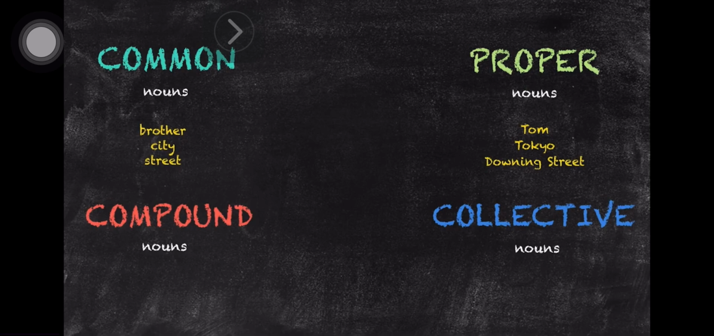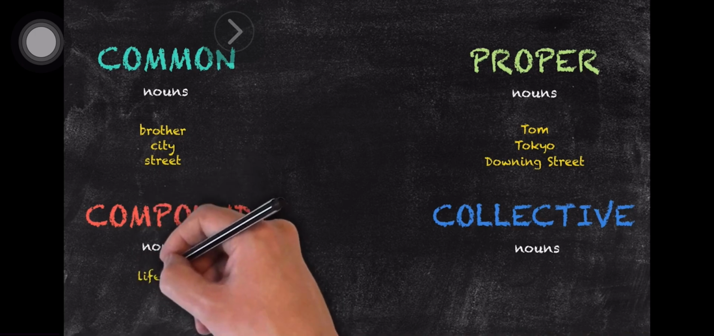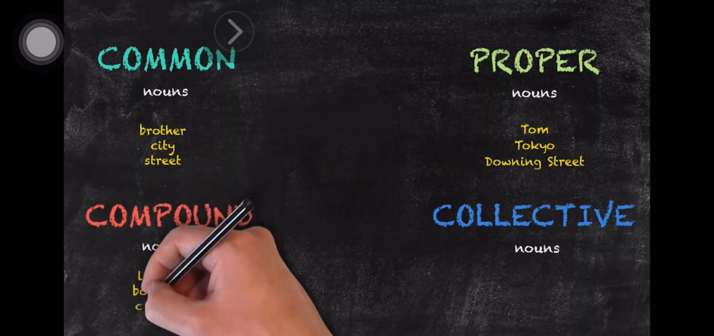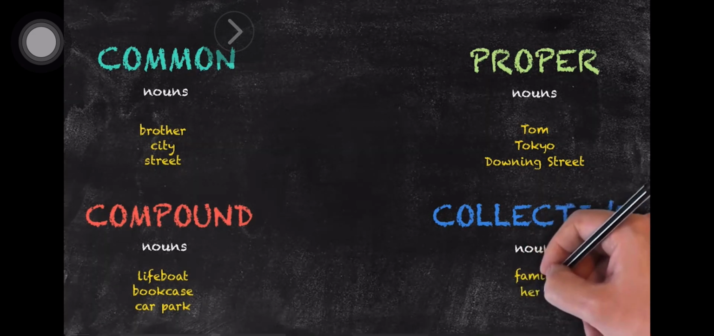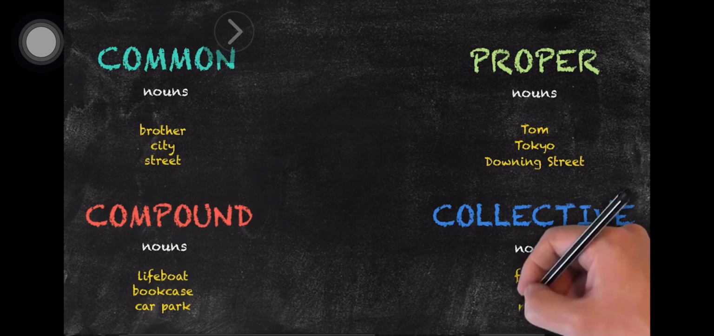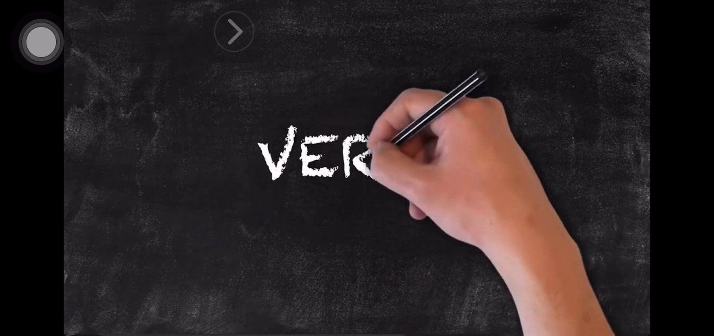We also have our compound nouns. Compound nouns put two nouns together and they're thought of as one. They can be listed as two words, a hyphenated word, or one word, such as lifeboat, bookcase, car park. We also have our collective nouns. Collective nouns are the nouns that group individual things or people together. Family is one example. Family groups together relatives. We also have herd, a herd of cattle. Another example would be a pride of lions.